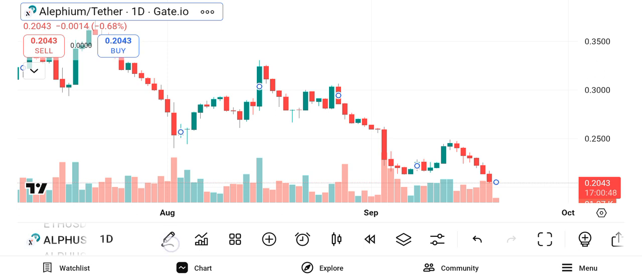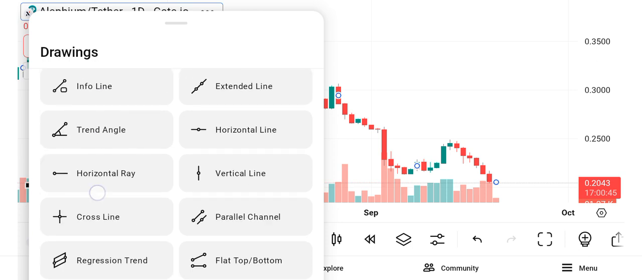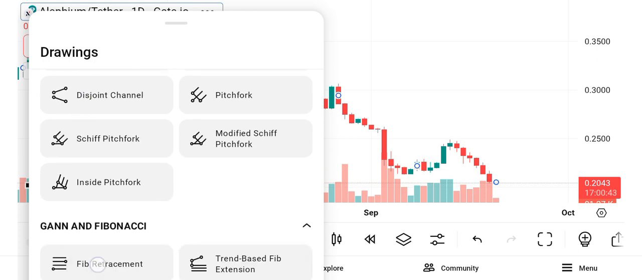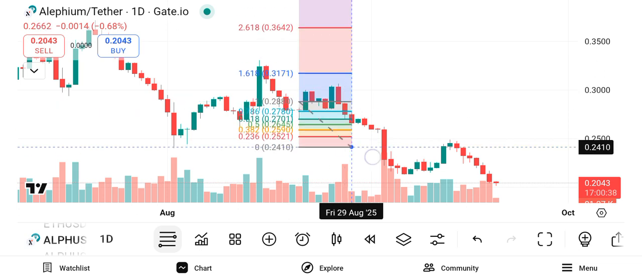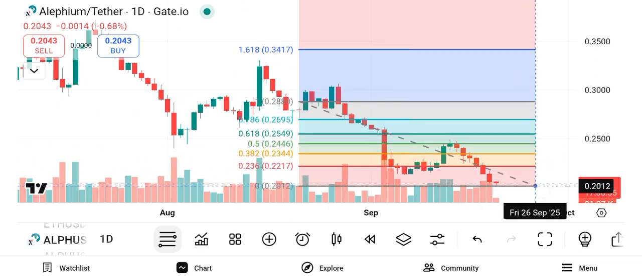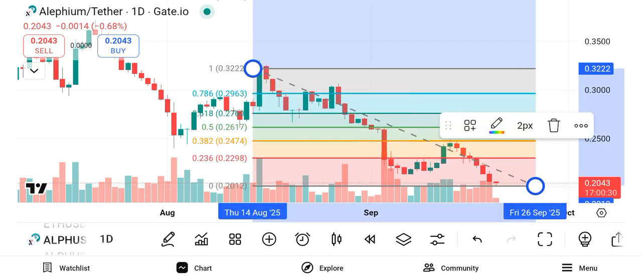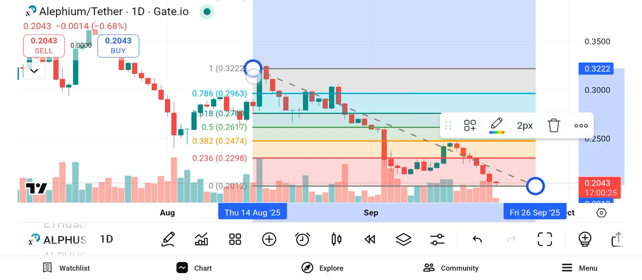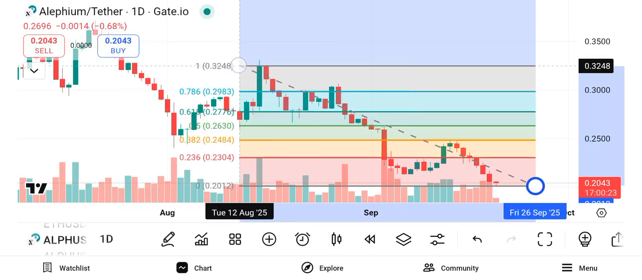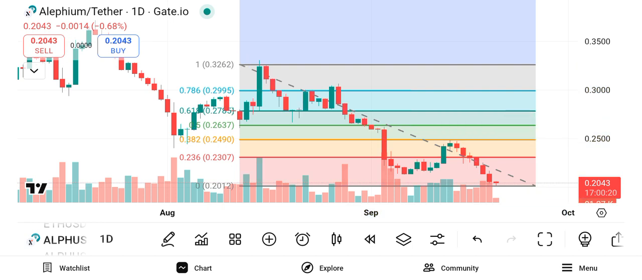So let's pull out our Fibonacci retracement at this particular point. Pull out the Fibonacci retracement, place one here. With that, we have our 78.6%. At 78.6%, we expect the price to reverse to some $0.3. And at 61.8%, we expect it to reverse around 2.78.